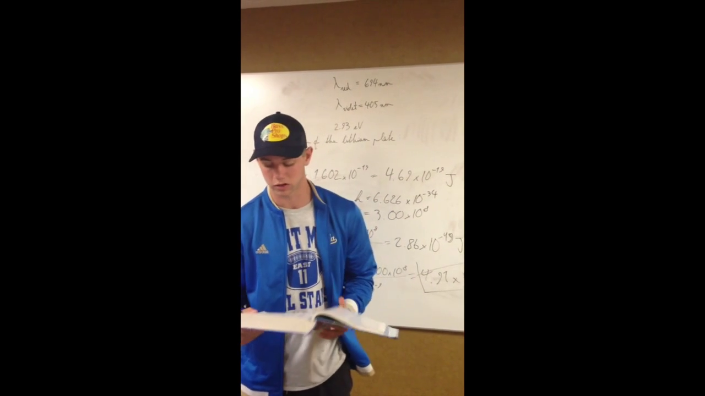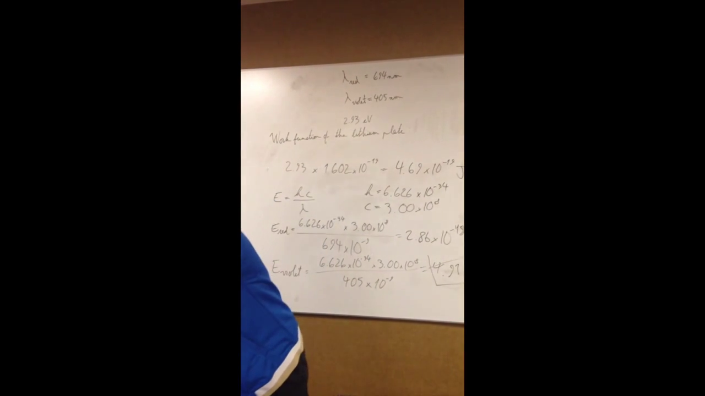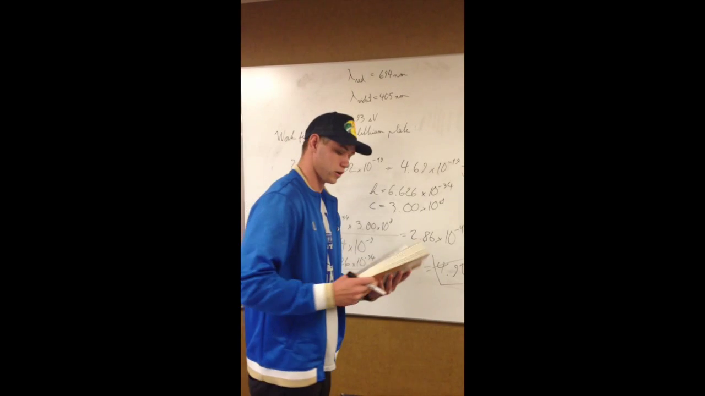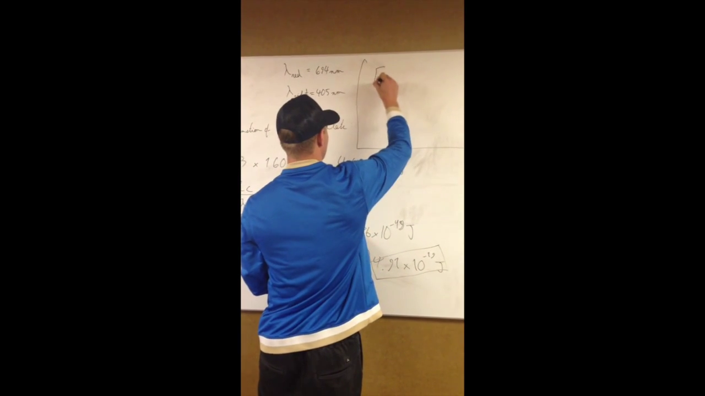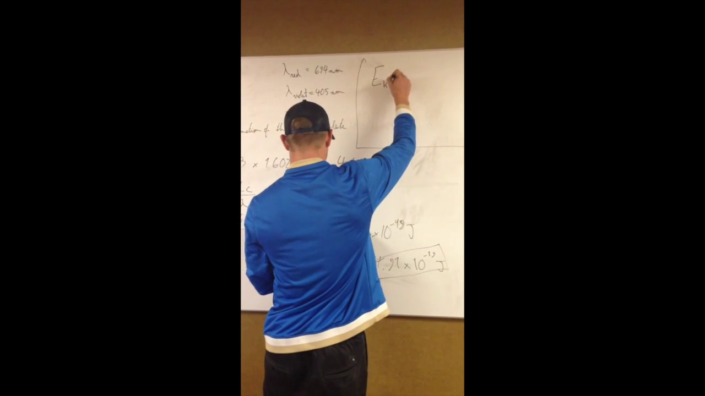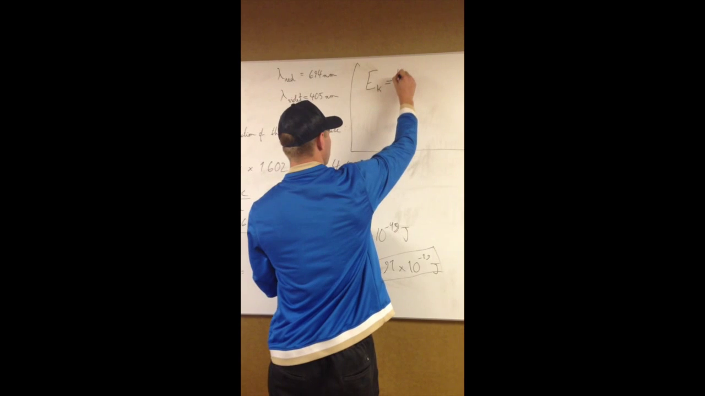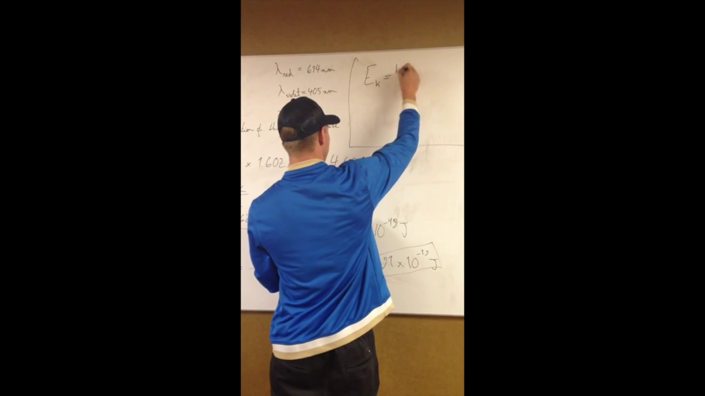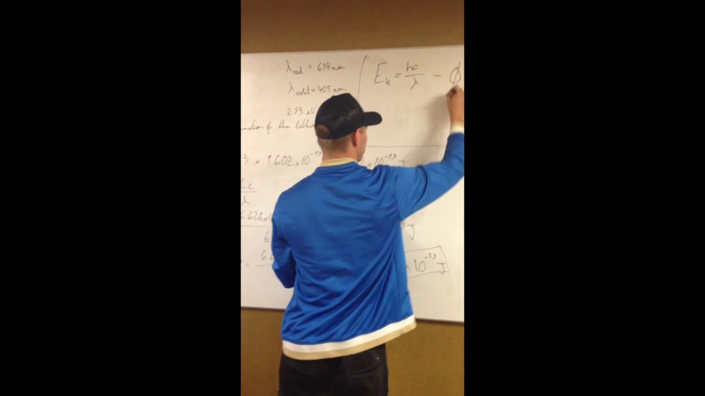Okay, for the second part of the problem, you're going to want to determine the kinetic energy of the electrons that are emitted, given the work function that you got up here. And for this, you're going to want to use the equation for kinetic energy, which is equal to Planck's constant times the speed of light over the wavelength minus the work function.